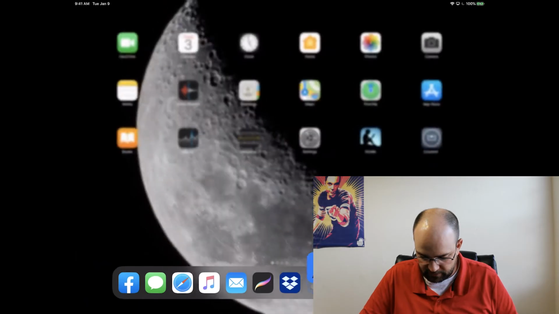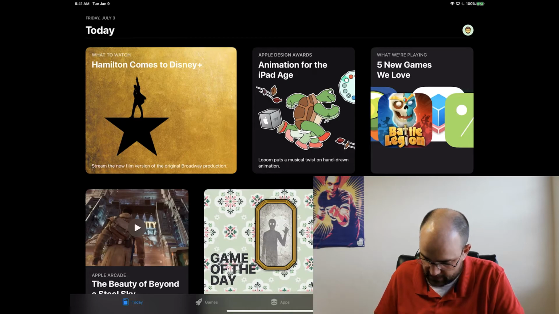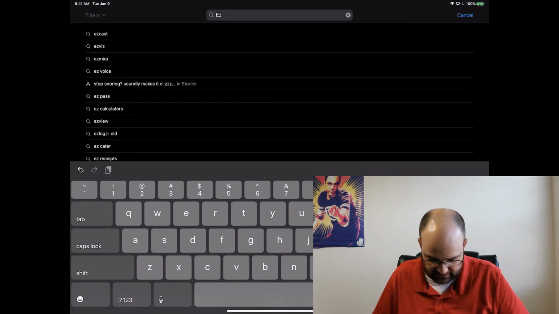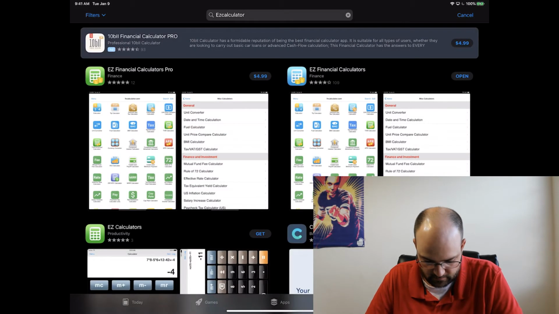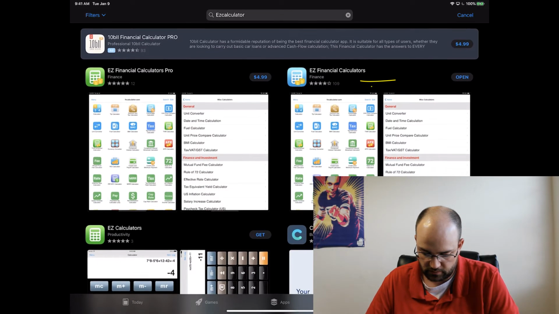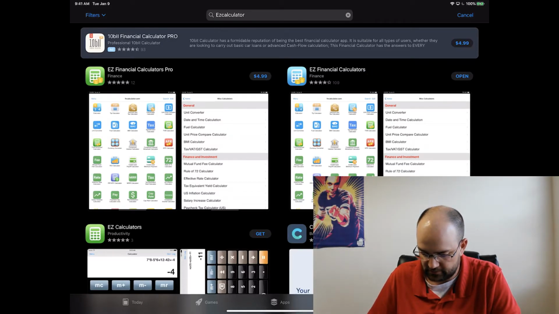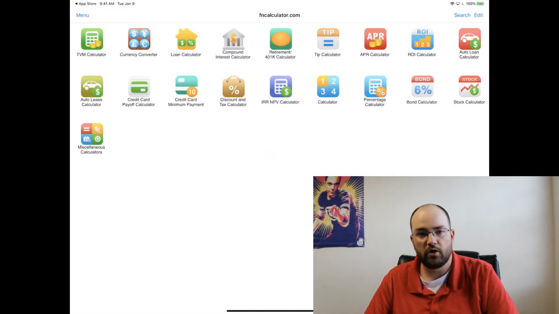Okay, so go to the App Store, and in the App Store, I want you to search for EZ Calculator. The one that you want to have is this blue one on the right-hand side. If you see the green one, there's no reason to get the green one. Just get the blue one. I've already downloaded it apparently, so I'm just going to click Open, and it brings it up.